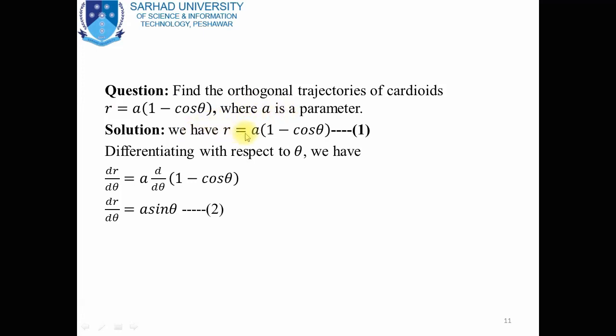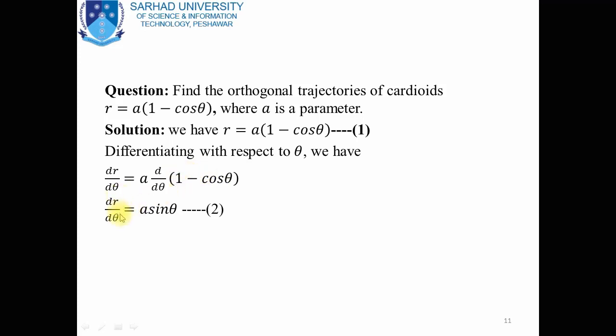Now solution. Since it is given that r is equal to a into 1 minus cos theta, this is equation number 1, and now differentiating this equation with respect to theta. Here theta is the independent variable and r is the dependent variable. Now dr by d theta is equal to a into the derivative of this expression with respect to theta. The derivative of 1 is 0, and the derivative of cos theta is minus sin theta.